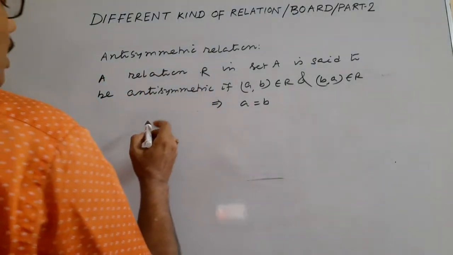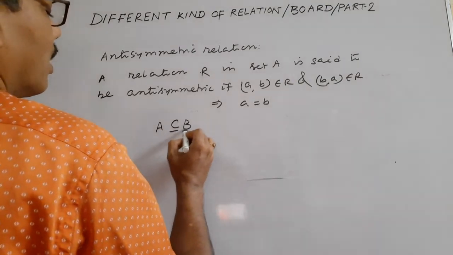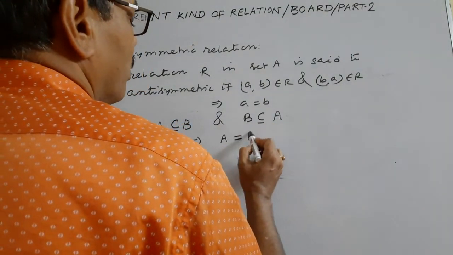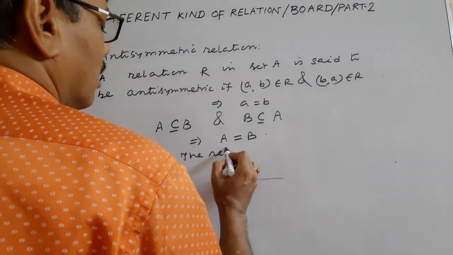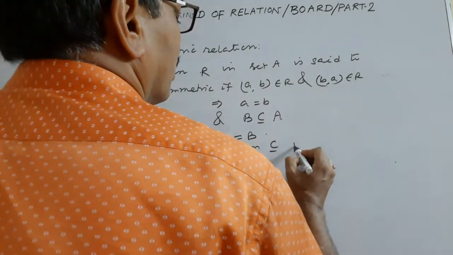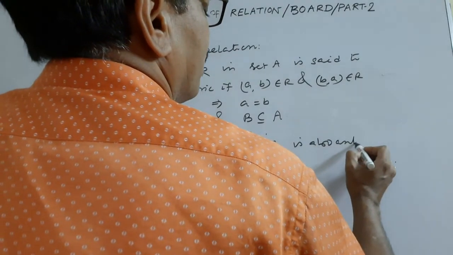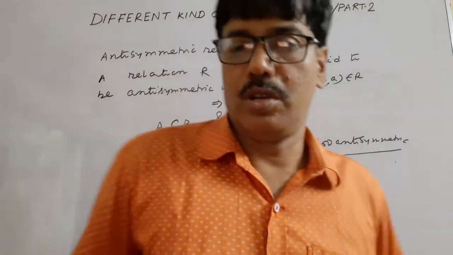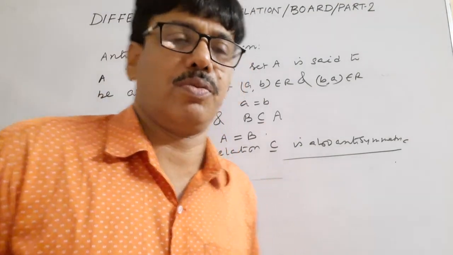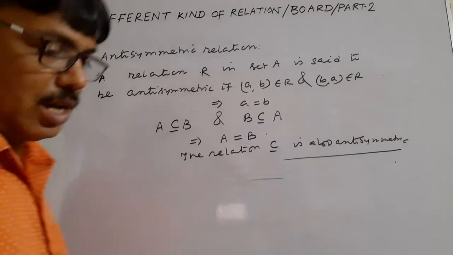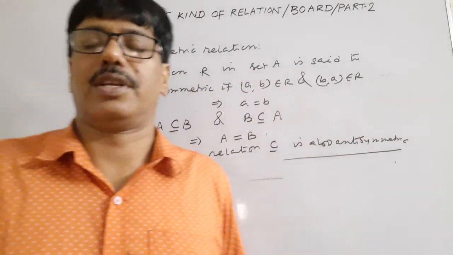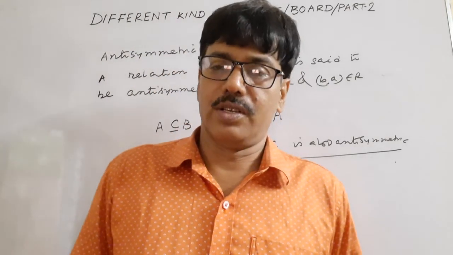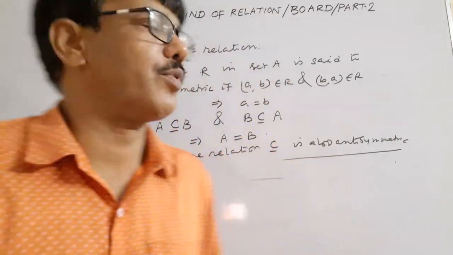Now listen, A subset of B and B subset of A implies A equals B. So the relation subset is also anti-symmetric. So these are the four types of relation. We need an idea of these definitions to solve problems. So there are 1 mark, 2 marks and 4 marks problems.